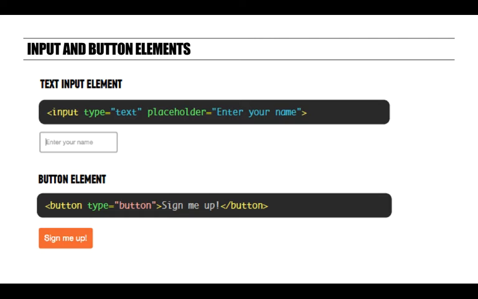And then this placeholder is whatever is going to show up in your box to prompt the user what to type. So here it's saying enter your name. If you wanted the user to enter their email, then you would change that to email. So enter your email. So that's just going to prompt the user for what you want to get from them. And then finally, you have your button element. So that's just going to be a button in your HTML. And it's going to be a type button. And then in between, it's going to be whatever you want it to say. So in this case, it's sign me up.